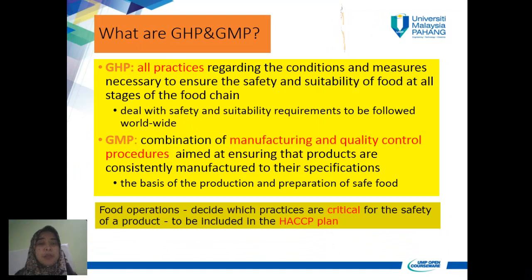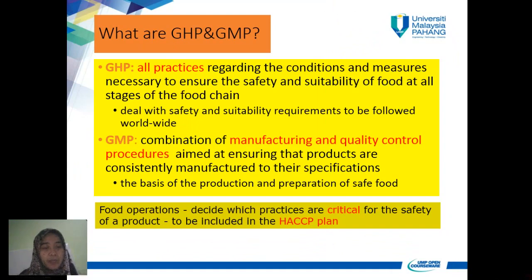Okay, first and foremost, what are GHP and GMP? GHP, good hygienic practice, covers all practices regarding the conditions and measures necessary to ensure the safety and stability of food at all stages of the food chain. Whereas GMP, good manufacturing practice, is a combination of manufacturing and quality control procedures which aim to ensure the products are consistently manufactured.